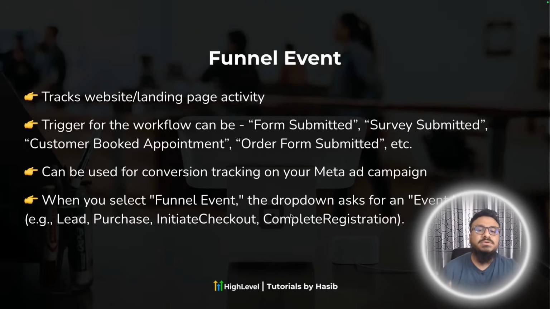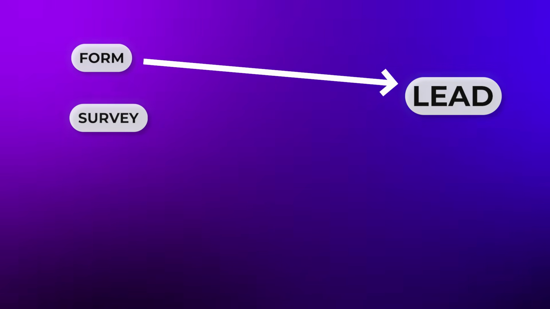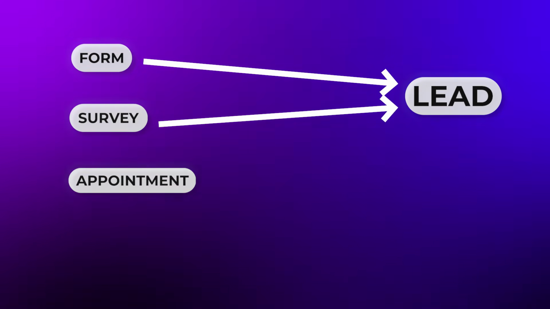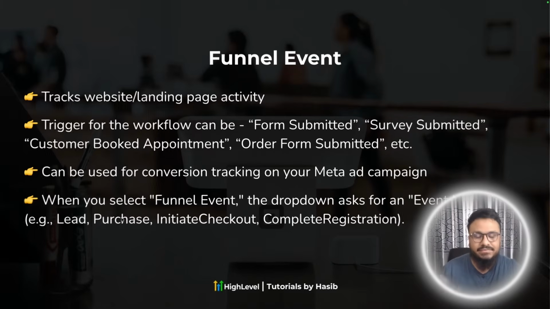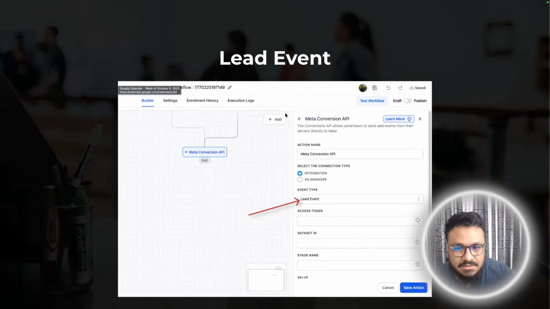So when you use funnel events, you have the option to select the event you're sending through from GoHighLevel to Meta using CAPI, right? Again, if they submit a form, it will be lead. If they submit a survey, it can be again a lead. If they book an appointment, it could be schedule. If they submit an order form, then you can say purchase. Like, the event name can change depending on what action they're taking. That's the funnel events. What is a lead event?